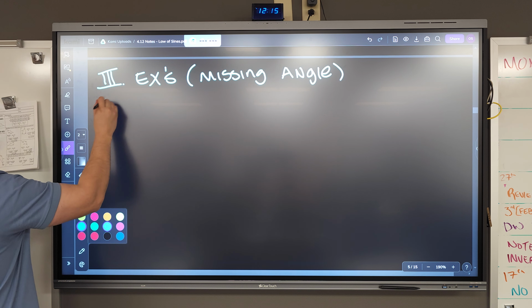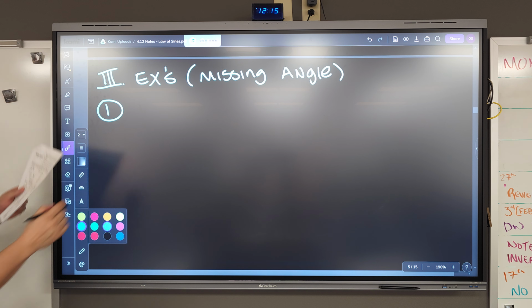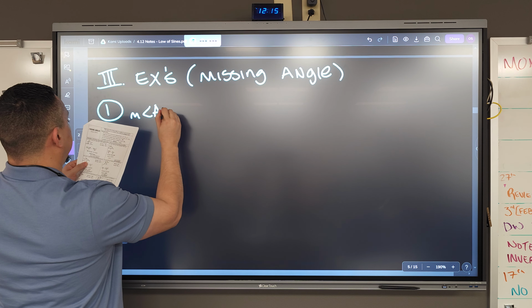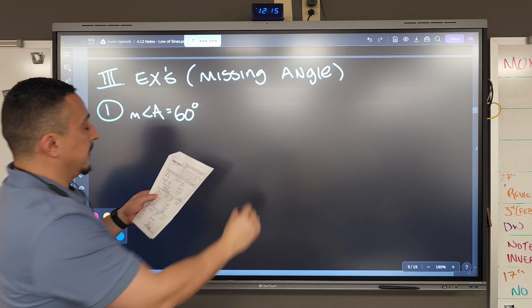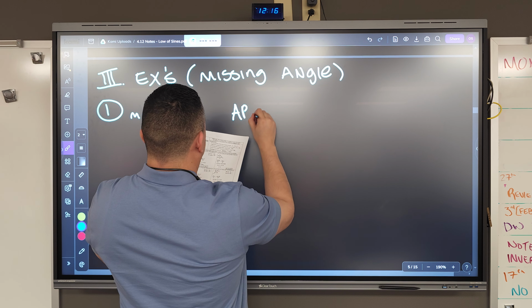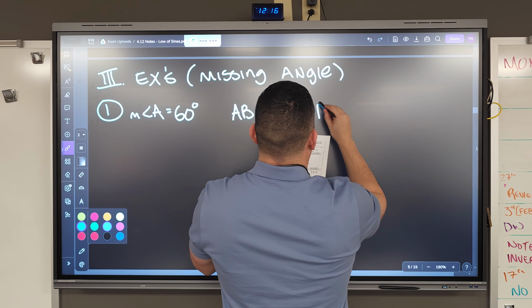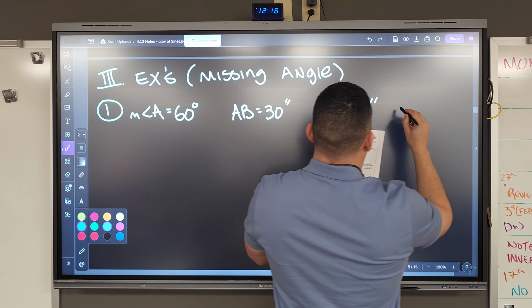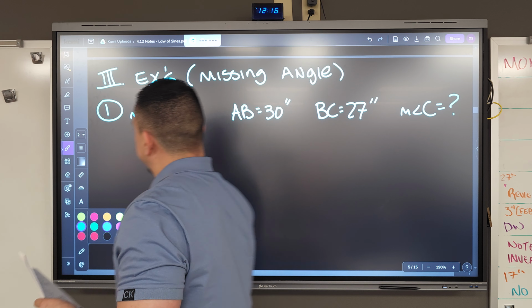So for one, they're going to give us a triangle. They're just going to give us info this time. Okay, so here we go. The measurement of angle A is 60 degrees. Side AB is 30 inches. Side BC is 27 inches. And the measurement of angle C is what we want.